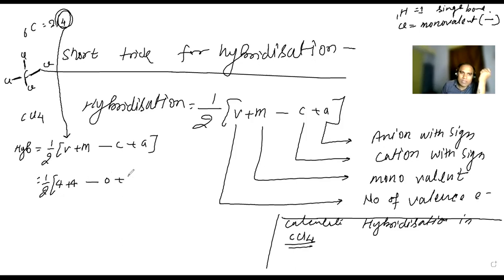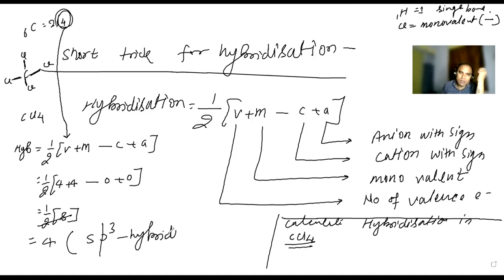So here we are mentioning 4. Cation is 0 plus anion is 0. Now we can do 1/2 of 4 plus 4, that is going to be 8. If you are solving, 2 4s are 8, 4 is coming. So 4 means what? 1 s orbital and how many p? 3. So 1 s and 3 p, it is going to be sp3 hybridization. Can you understand now?